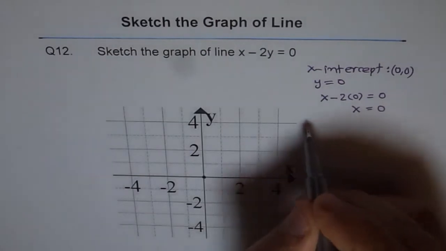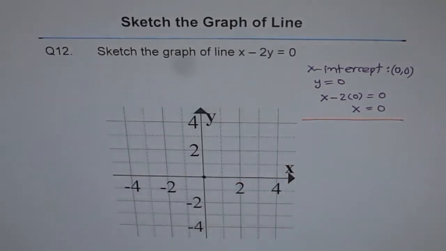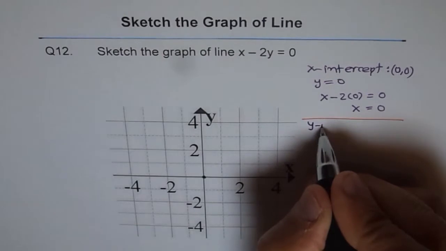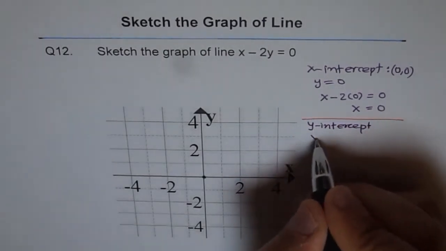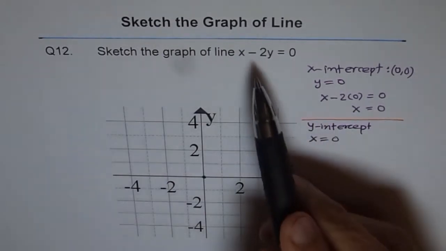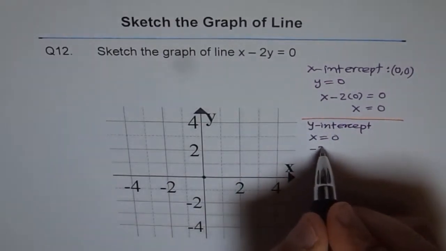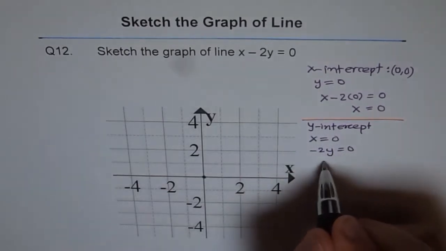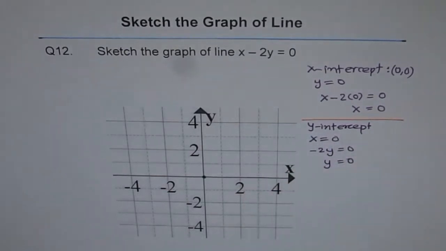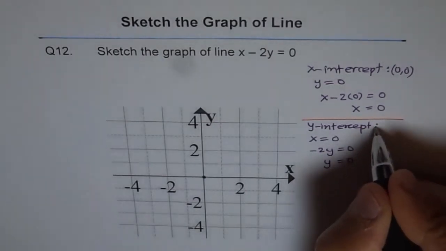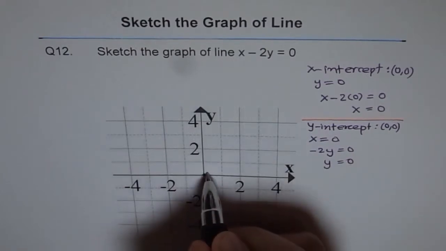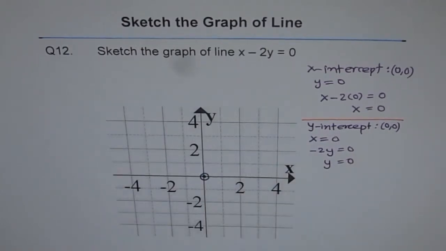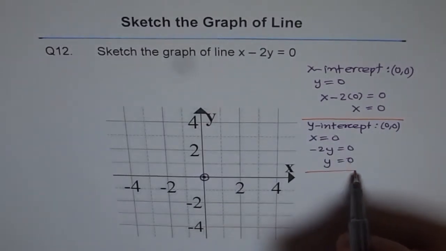Now let's find what is y-intercept. Now for y-intercept, x is 0. So we'll put x equals to 0. So if I put x equals to 0 here, I get minus 2y equals to 0, and that gives me y equals to 0. That means that y-intercept for me is 0, 0. And that means the same point, correct? So well, both x and y intercepts are same. So I didn't really get two different points.